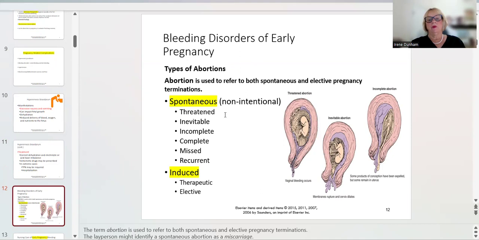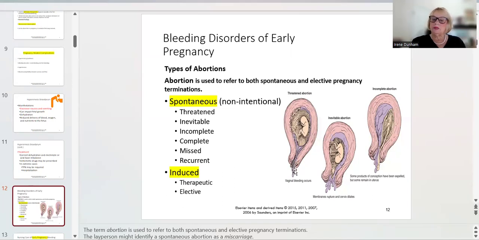When we mean spontaneous, we mean that they're not intentional, okay? So a threatened AB is one where maybe she has a little cramping, maybe a little spotting. I love this picture. Here, the fetus is intact. The bag of water is intact. She's just having a little bit of vaginal bleeding as the cervix opens up.